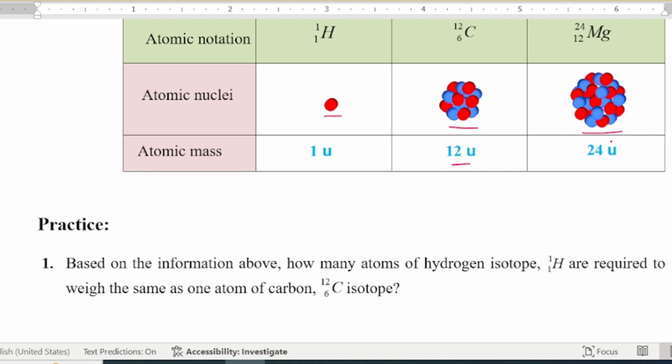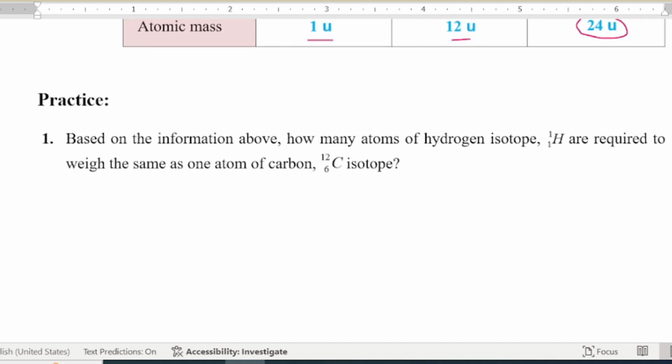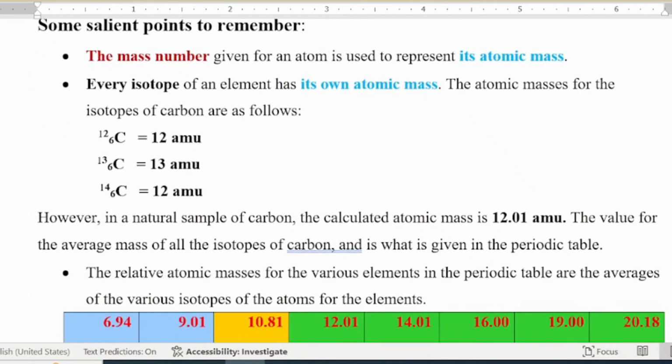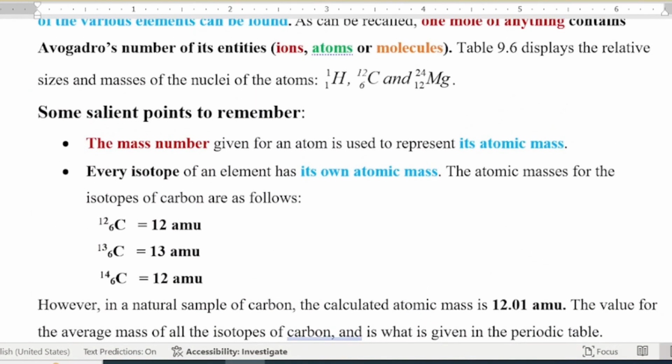The same thing if I ask you now, how many times is an atom of the magnesium-24 isotope as heavy as one atom of hydrogen? If you said 24, then you're right again. So that sets the stage now for our real understanding of the mole concept. But before we go there, some salient points to remember. The mass number given for an atom is used to represent its atomic mass.